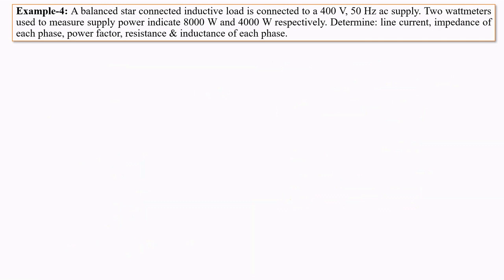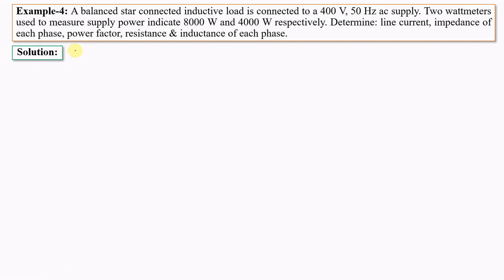The next question is, a balanced star connected inductive load is connected to a 400 volt 50 Hz AC supply. Two wattmeters are used to measure the power, indicate 8000 watt and 4000 watt respectively. Determine the line current, impedance of each phase, power factor, resistance and inductance of each phase. So let's see the solution.